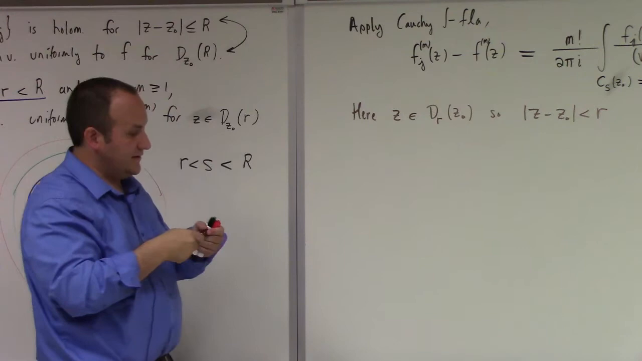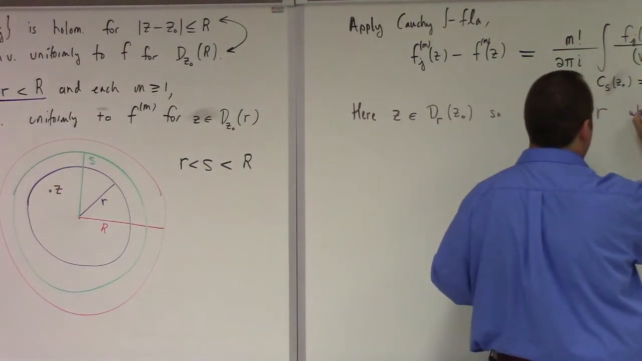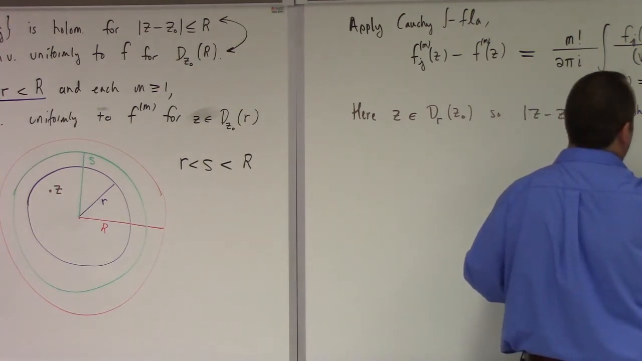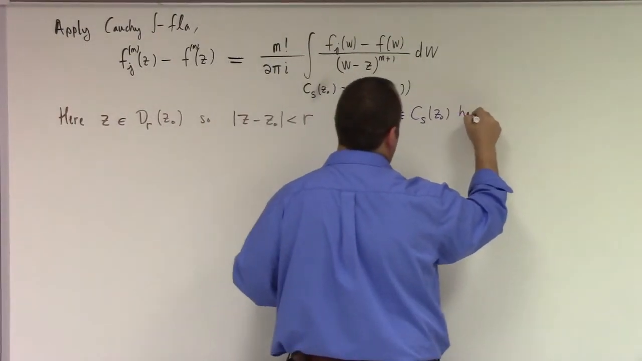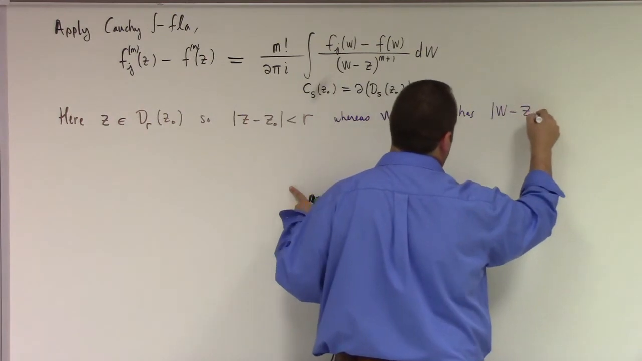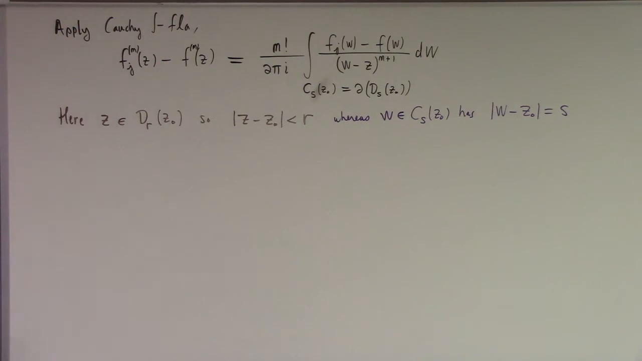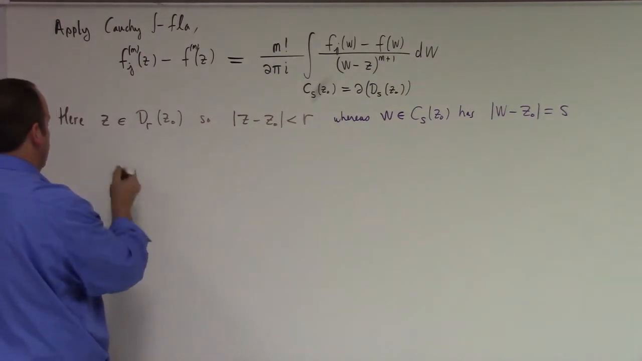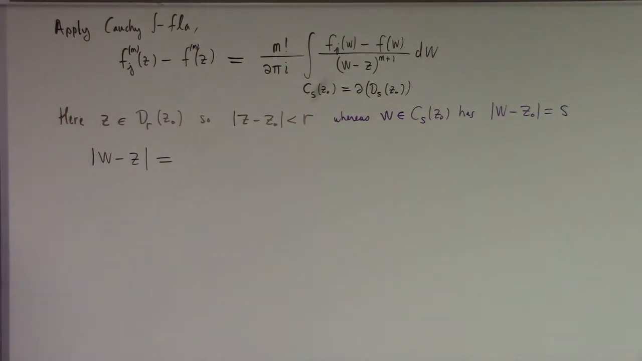And what else do we know for that integral? For the integral above, if we have w in the circle of radius s centered at z naught, it has modulus of w minus z naught equal to s. This is by construction. So then we can look at this pretty neat modulus of w minus z. So what's that going to be?